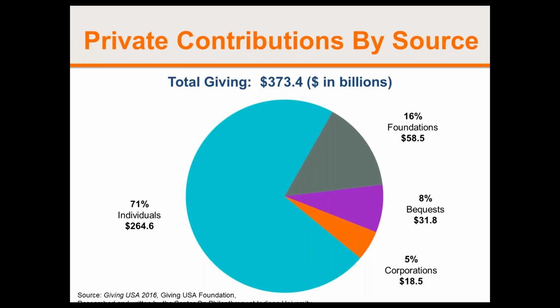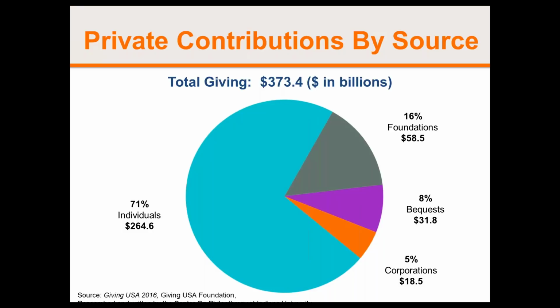This slide helps show my point. The source is Giving USA 2016, from the Giving USA Foundation. You can go online and look at some of their research. They do a lot of great work, and every year they go over the private charitable contributions in the United States by their source. This pie shows that we do have foundation giving at 16%, and that's really great, but it's just a piece of the overall pie.